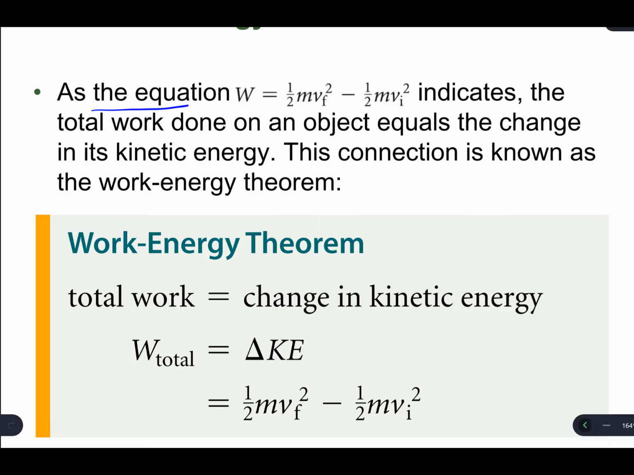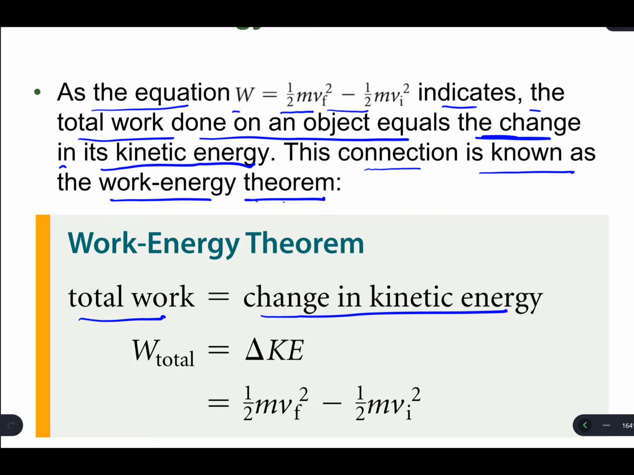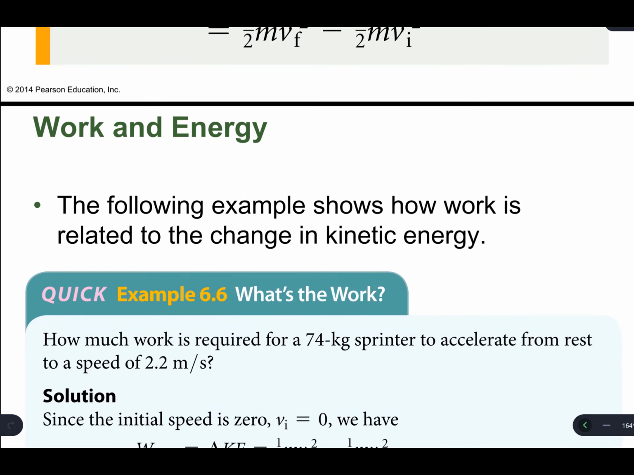As the equation W equals half m v final squared minus half m v initial squared indicates, the total work done on an object equals the change in its kinetic energy. For you, when you push something, but we neglect the friction, guys, this connection is known as the work-energy theorem. Total work W equals change in kinetic energy: half m v final squared minus half m v initial squared. Let's see another problem.